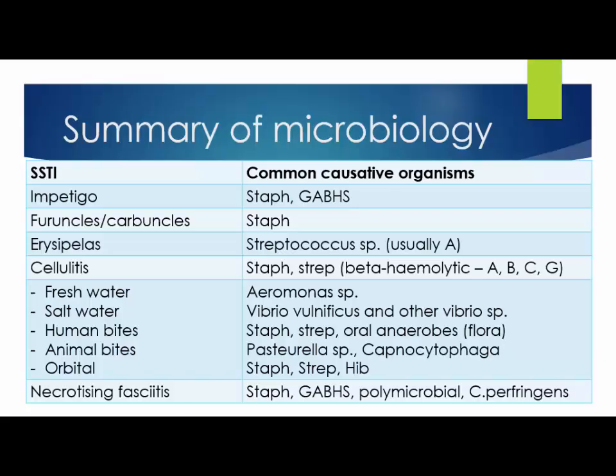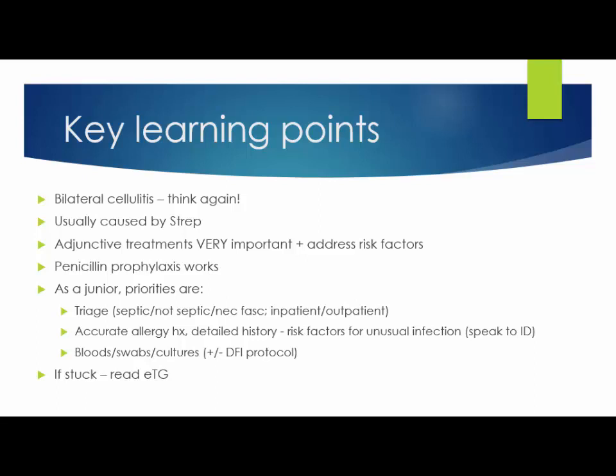So that's a bit of a massive whiz through cellulitis and skin and soft tissue infections. I know it was pretty fast, but I'll go through some take-home messages. That's just a little summary of some of the bugs. So key things to take away from this, if anything. Think again if you think it's bilateral cellulitis. I don't want to hear about it. Don't call me about it. It's usually strep, not staph. So that whole worry about if and when to add vanc is often a little premature.